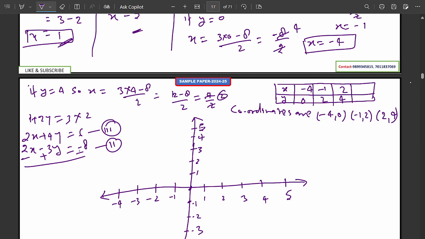Minus and plus cancel out, and 7y is equal to 8 plus 6, which is 14. So y is equal to 2. Now if we put this value in the first equation, x plus 2 into 2 is equal to 3. So x is equal to 3 minus 4, x is equal to minus 1. So minus 1 comma 2 will be the intersection point.